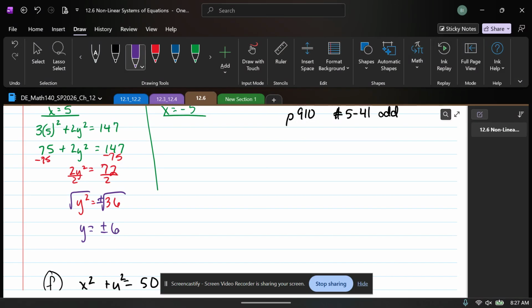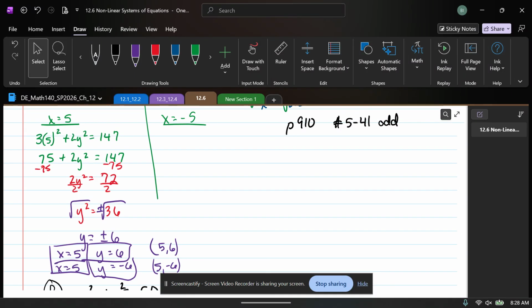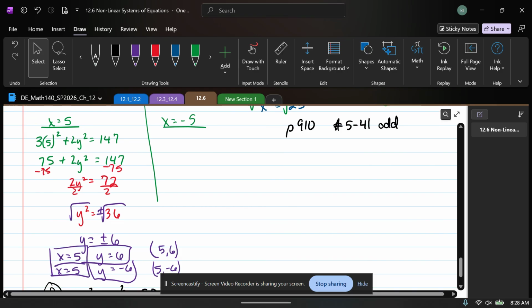So when x is positive 5, I get two y values. I get when x is 5, y is positive 6. When x is 5, y is negative 6. So I get ordered pairs 5, 6, 5, negative 6. When I plug in the negative 5, I'm going to use the same equation.